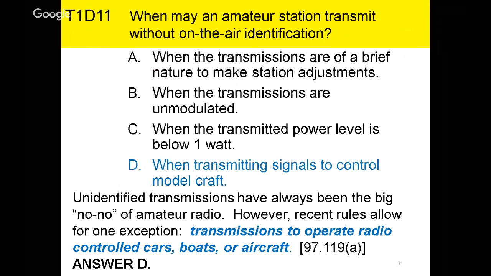And that's if you're using radios to control cars, boats, radio controlled craft of any type. But your transmitter has to be labeled with the call sign that you have, and I believe also your address. So you've got to make sure that you have that information on there. I've never heard of anybody getting stopped by the FCC for this. But if you're operating radio control, you don't have to do a voice identification, but just make sure your call sign is on the transmitter.